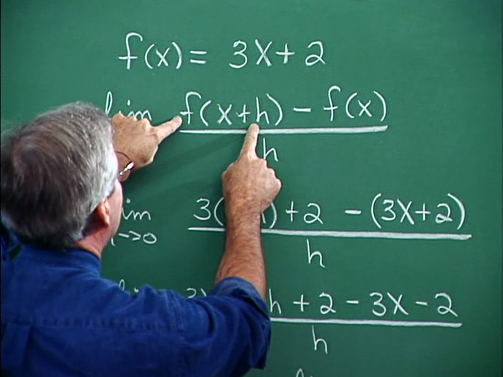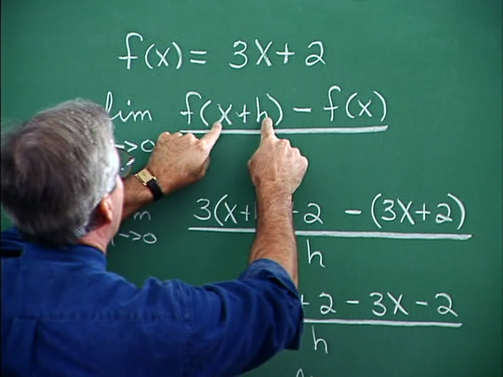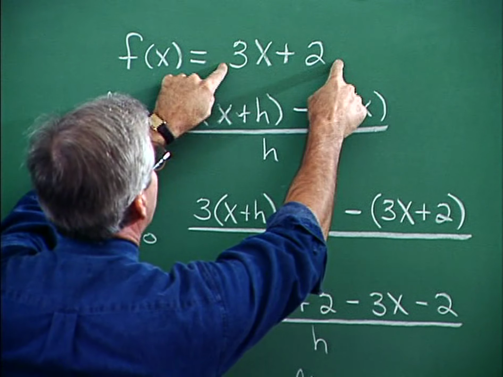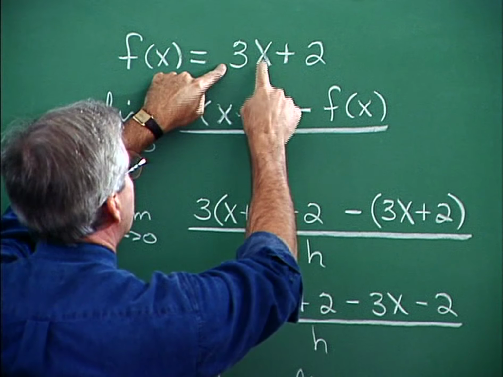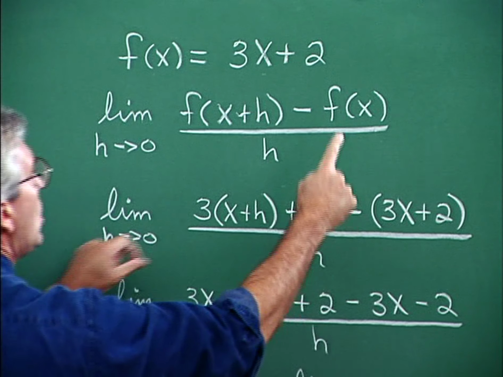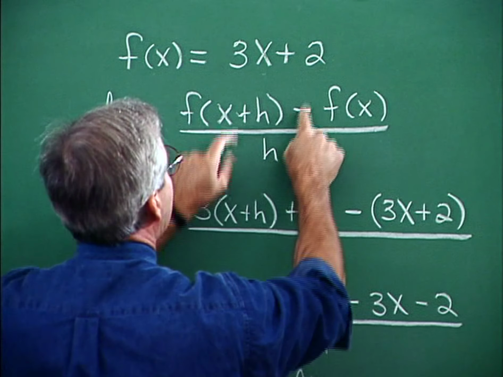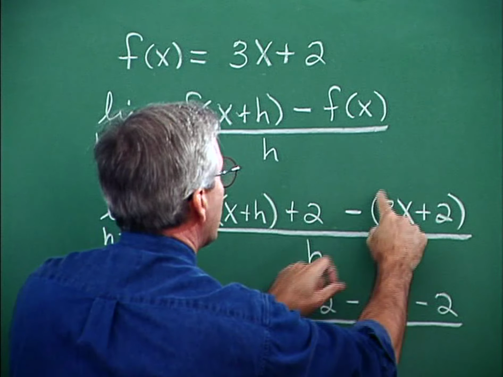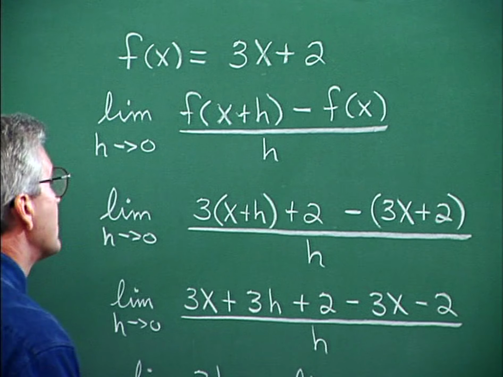F of x plus h means in the f function, replace x with x plus h. So in this expression, replace that x with x plus h. So we would have 3 times x plus h plus 2. That's here. And then what does this mean? It means f of x. Well, this is f of x, so it's minus that expression. Now notice the introduction of the parenthesis to make sure we don't get confused with the sign changes here.